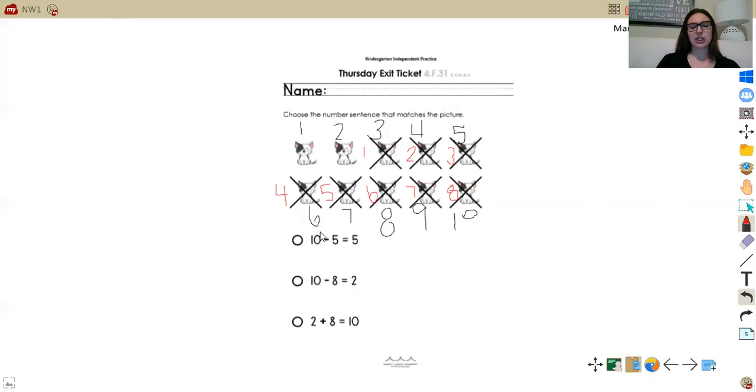So let's go ahead and look down here. 10 minus 5 equals 5. I know that that's not correct because that doesn't show that I crossed off 8. That shows that I would cross out 5. So 10 minus 8 equals 2. That shows that my total was 10, and I did cross out 8, and that left me with 2 cats left over. So this is the correct answer.